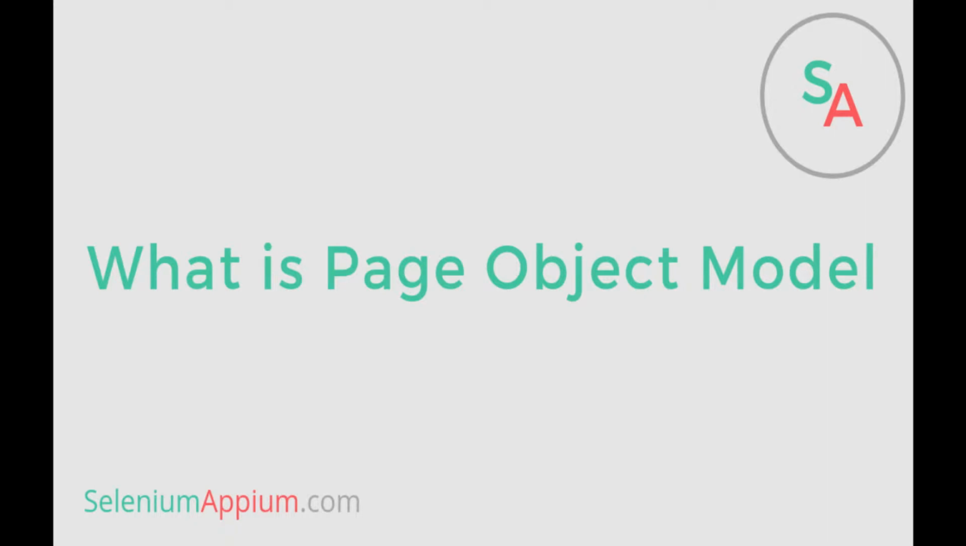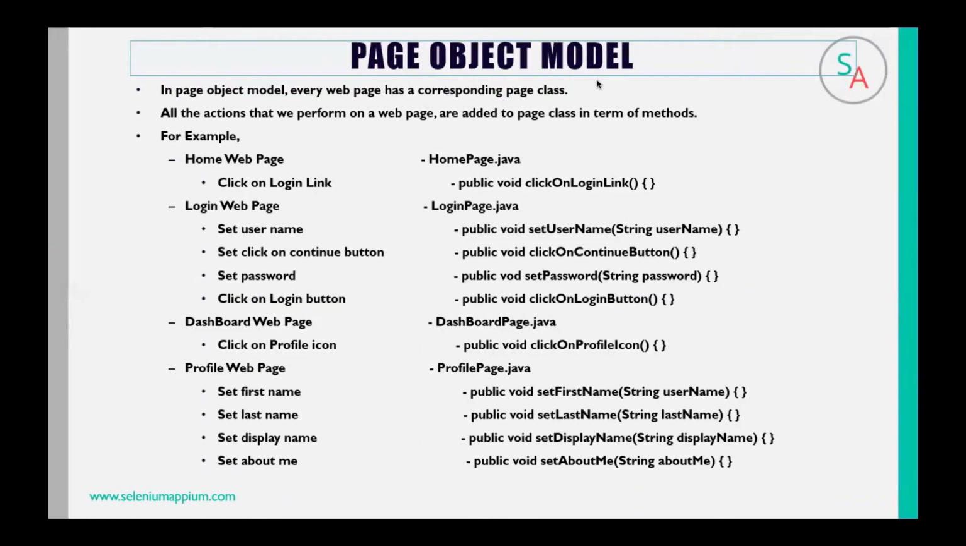In this session, let's talk about page object model. In page object model, every web page has a corresponding page class. If you're working on Java language, then you have to create a Java page class. If you're working on Selenium with C Sharp, you need to create a page class in C Sharp. In case you're working on Python, you need to create a page class in Python. Depends on what language you use. All the actions that you perform on a web page are added to the page class in terms of methods.